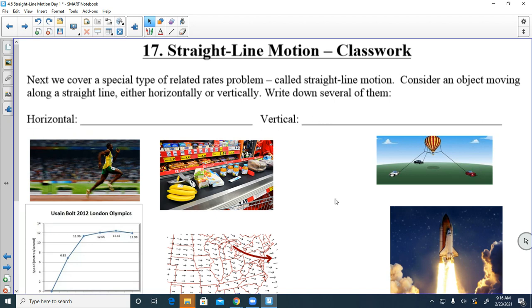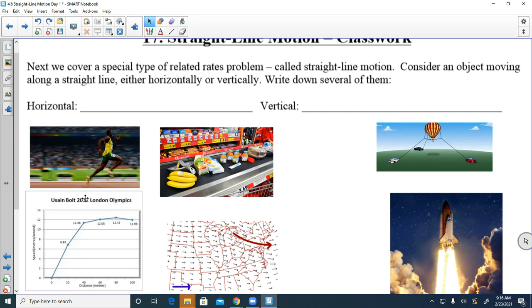A couple of examples I have here. Horizontal motion could be sprinters. A short distance sprint, they move along one line really quickly. And here's even a graph of the speed of Usain Bolt from the 2012 London Olympics. It's pretty interesting to see that his speed increases really quickly, and then towards the end of the 100 meters, he slows down because it's the end of the race.